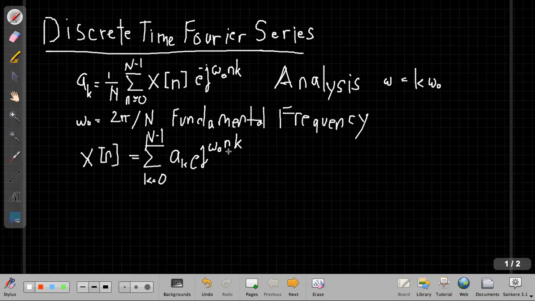If I want to find the signal at each time, this is, as I said in class, the recipe. How much of each frequency, omega naught k, do I need at that time? Well, a sub k tells me how much. Okay, so that's the quick review of where the discrete Fourier series comes from.